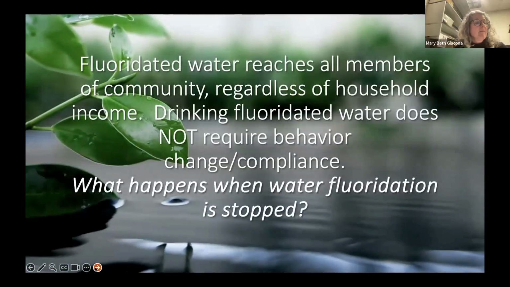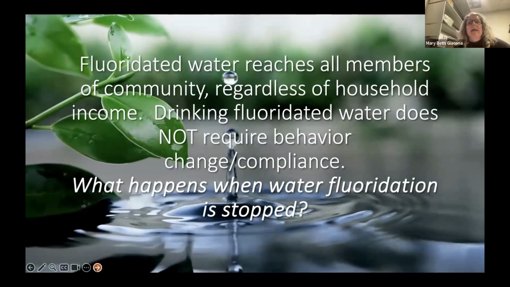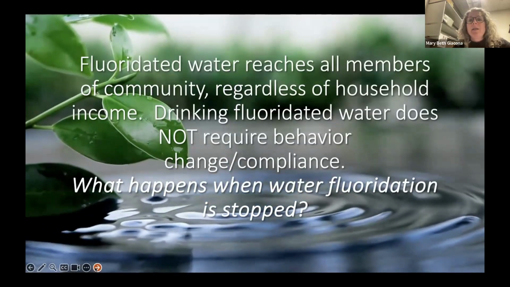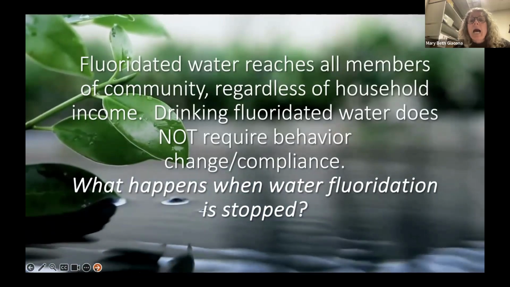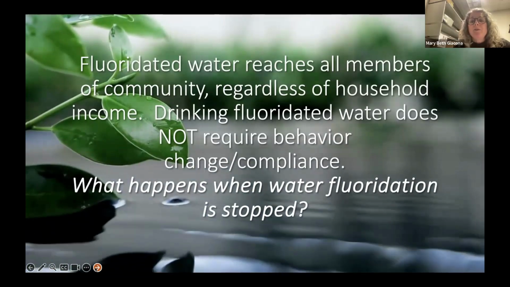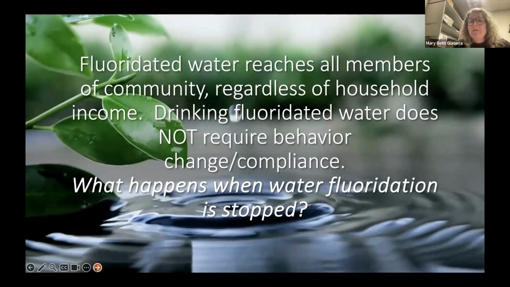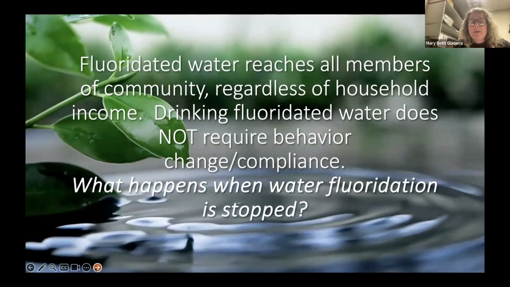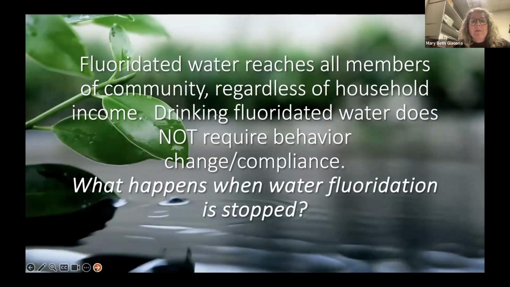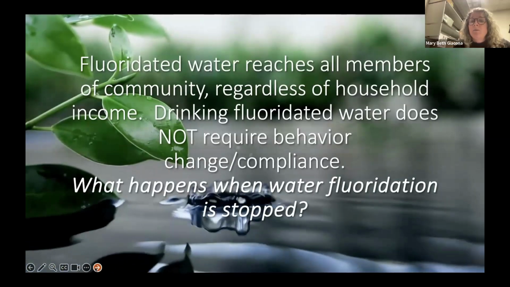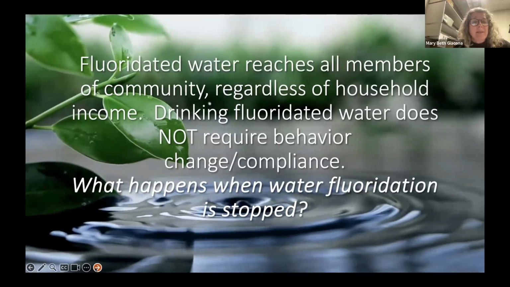So the lovely thing about fluoridated water is that it reaches all members of the community, regardless of household income. And drinking fluoridated water does not require any behavior change. You don't have to be compliant. It's kind of the environmental default if the tap water has fluoride in it. So now we can just talk a little bit about what happens when water fluoridation has been stopped.